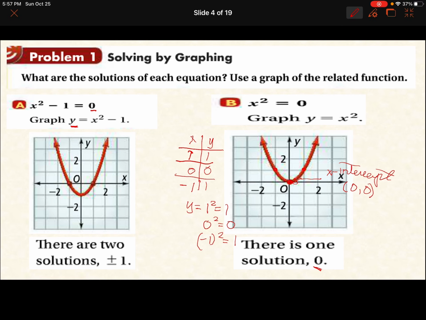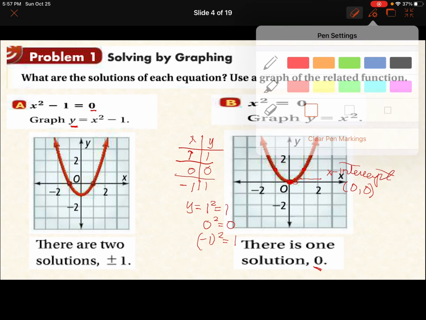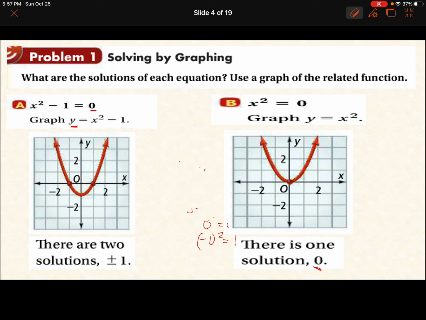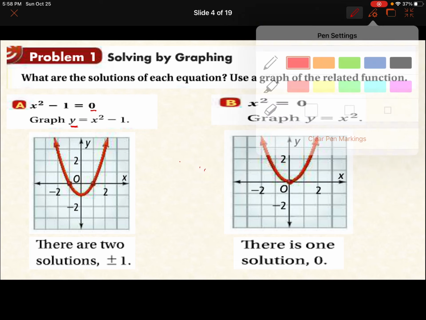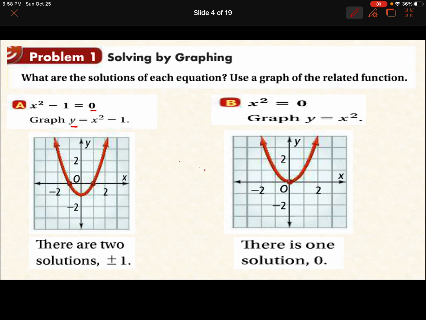Now let us try to give a summary on this one. Let us compare the two graphs. Okay. We have here, how many x-intercepts are there? There are 2. We have this and this one. It means to say that the given quadratic equation has 2 solutions. It has 2 solutions because it has 2 x-intercepts.